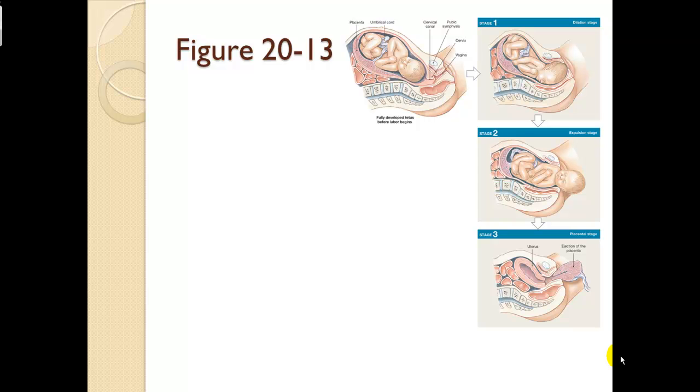So this is figure 20.13 in your book. Stage 1 is the dilation stage, which we're talking about the cervix and the cervical opening. At the point that it gets to 10 centimeters, this stage ends and stage 2 begins, which is the expulsion stage. This is actual live birth. This stage ends with the delivery of the child. And then the placental stage, which is the placenta actually detaching itself from the uterine lining here.